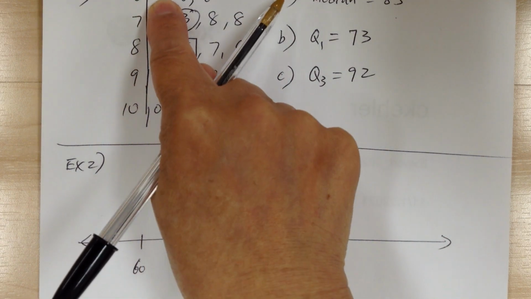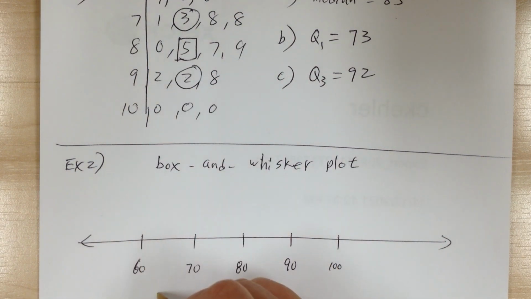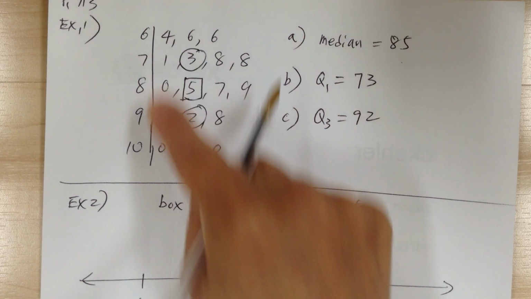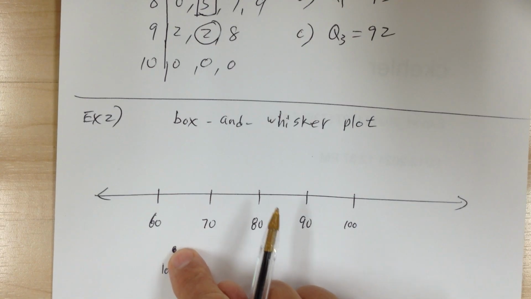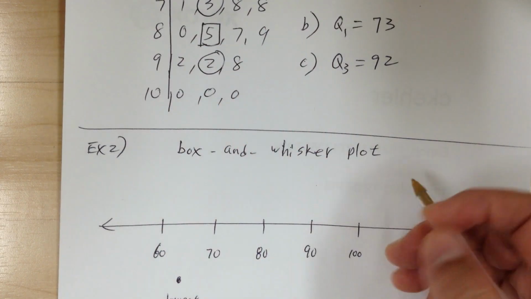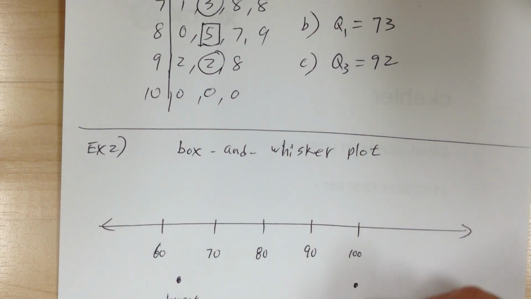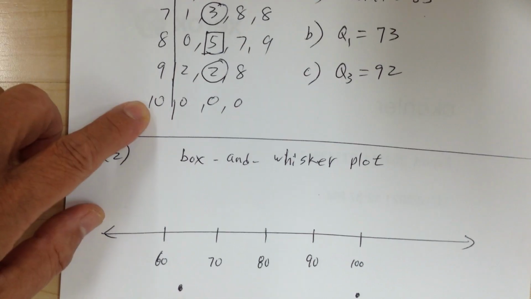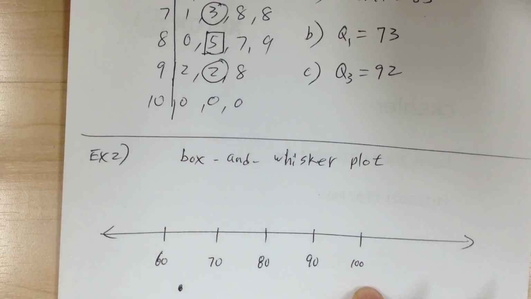The lowest score is 64. So 64 is about right over here. So that's your lowest score. So plot that. That's your 64. And you plot your highest number, which is 100, right over here. So that's your highest. So you plot the lowest from here, 64, and the highest is 100, you plot right over here.